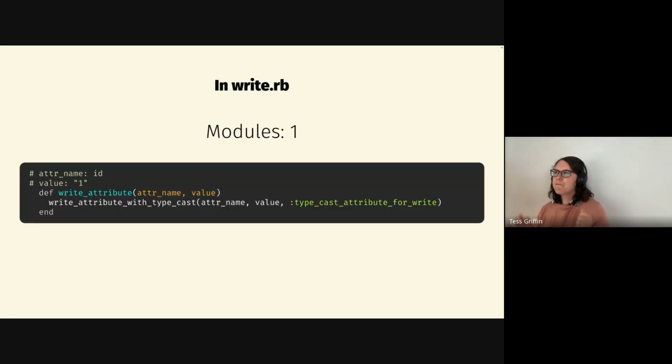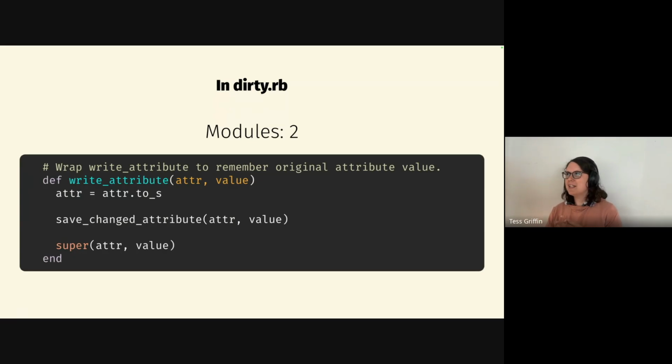Okay, first module, write.rb. This is write.rb in Active Record base. So this is the write module in Active Record base. I have a module counter here. Write attribute takes the attribute name and value, which in our case is ID and the string 1. Oh wait, hang on. Write attribute actually gets overwritten in a different module, in dirty.rb, our second module.